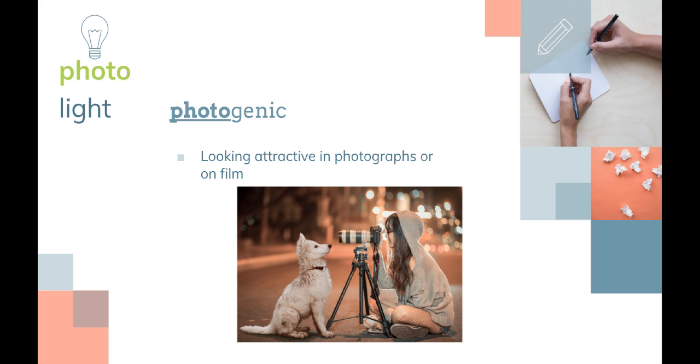Photogenic. This means looking attractive in photographs or on film. So in this picture, this dog's sitting pretty, looking super cute. We could say the dog is photogenic. The dog would look attractive in the photograph.